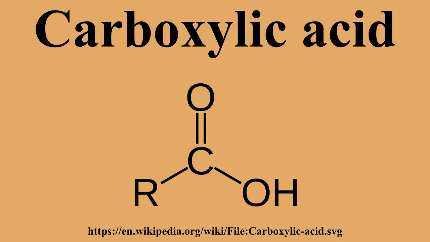Carboxylic acids react with bases to form carboxylate salts, in which the hydrogen of the hydroxyl group is replaced with a metal cation. Thus, acetic acid found in vinegar reacts with sodium bicarbonate to form sodium acetate, carbon dioxide, and water. CH3COOH + NaHCO3 → CH3COONa + CO2 + H2O. Carboxylic acids also react with alcohols to give esters. This process is heavily used in the production of polyesters.